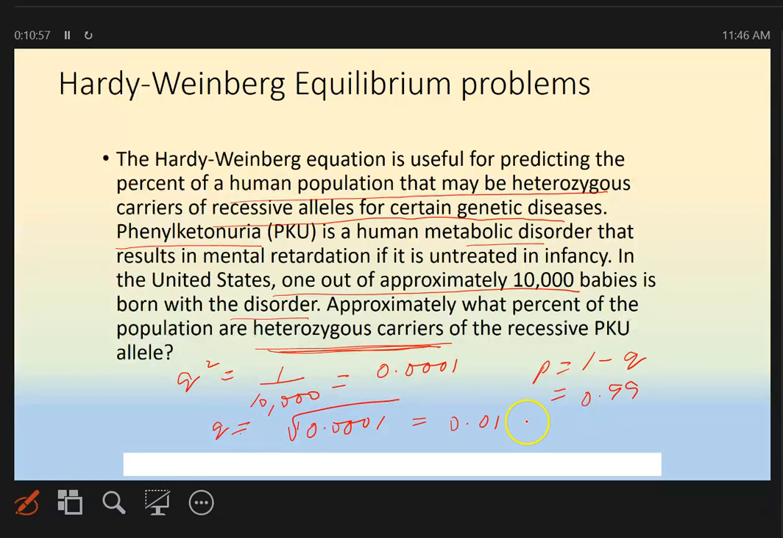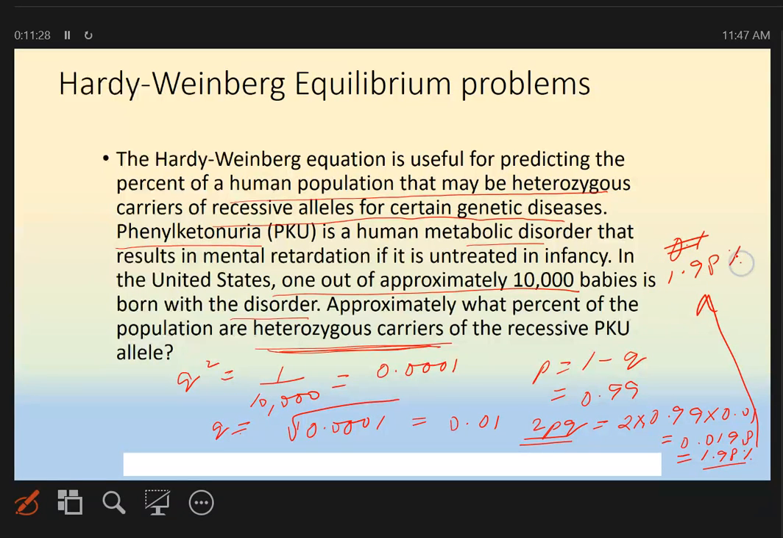Remember, we need to find 2PQ, which are the carriers who are not expressing it. So 2 times 0.99 times 0.01 equals 0.0198, which is 1.98%. Correct? Approximately 2%. So 1.98% are my carriers.